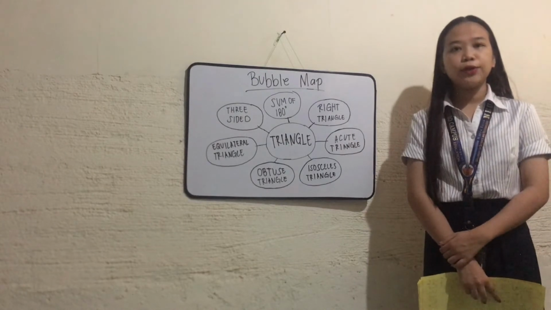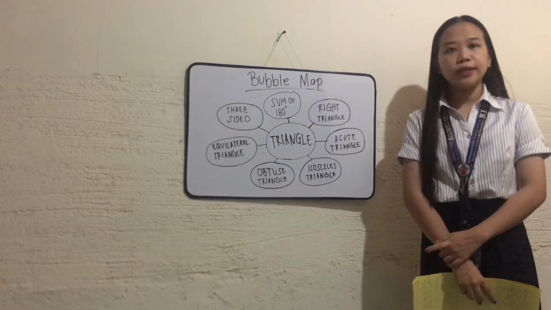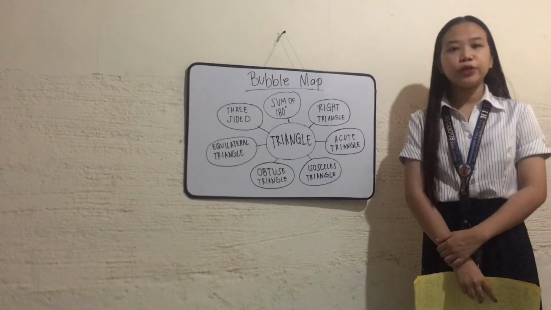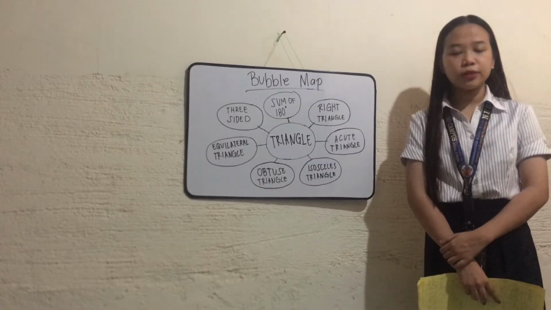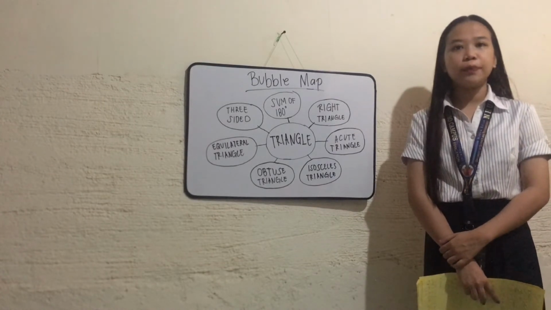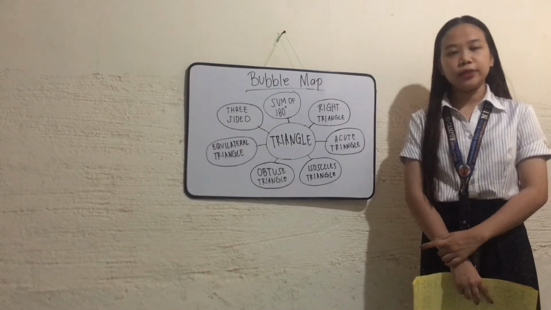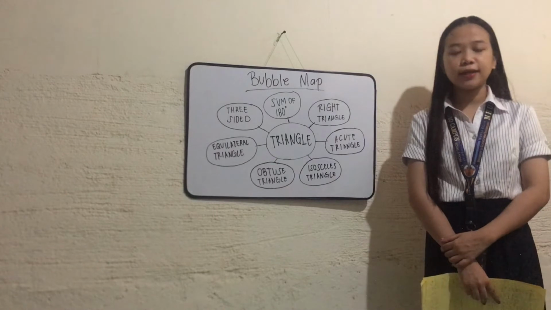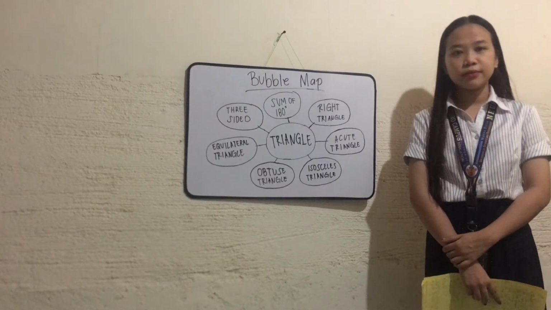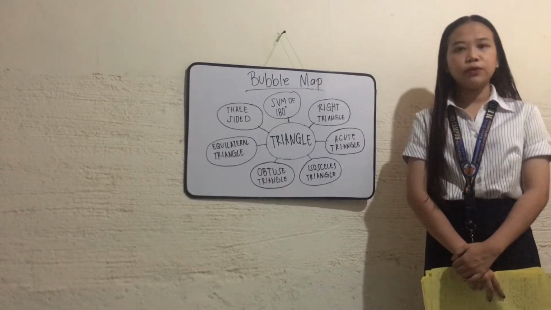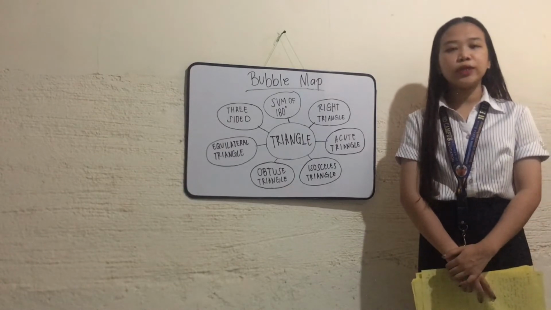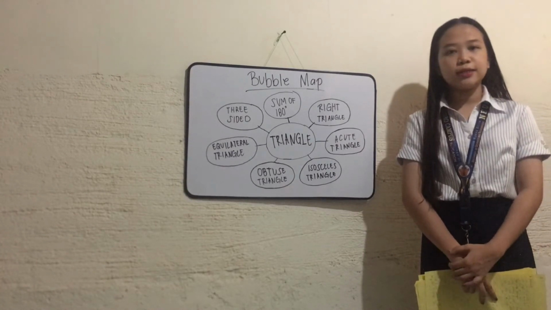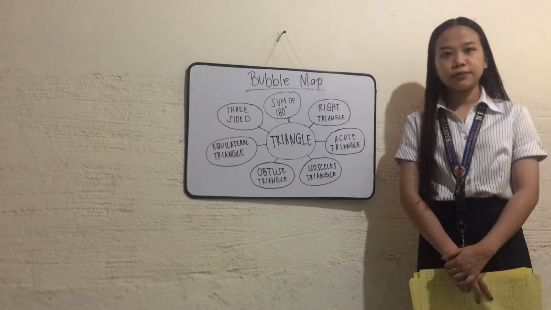Group 1, your topic will be addition. Group 2, your topic will be subtraction. Group 3, your topic will be multiplication. And Group 4, your topic will be division. Is that clear? Yes, ma'am. Now choose one member of the group who will represent your output. Is that clear? Yes, ma'am.